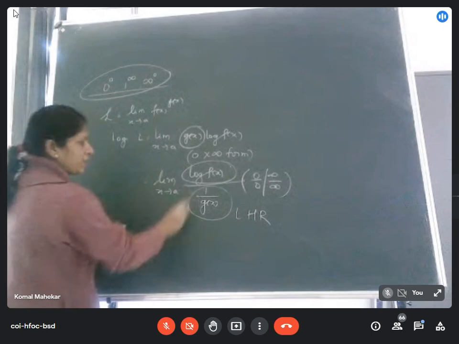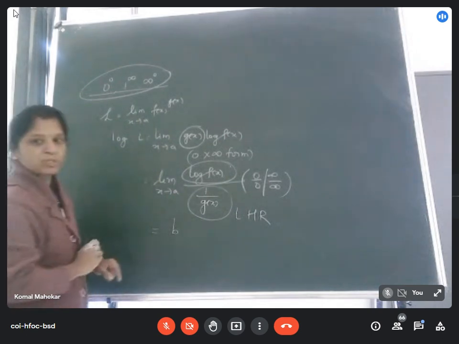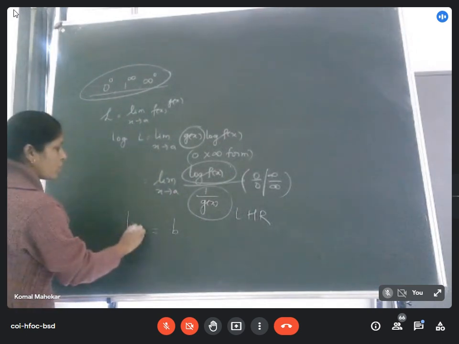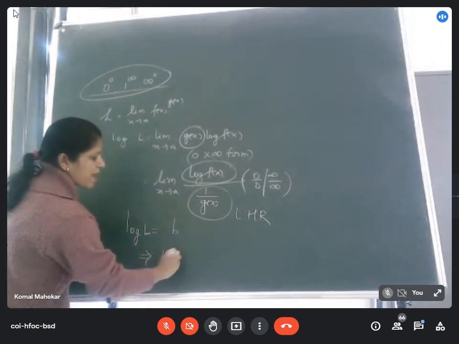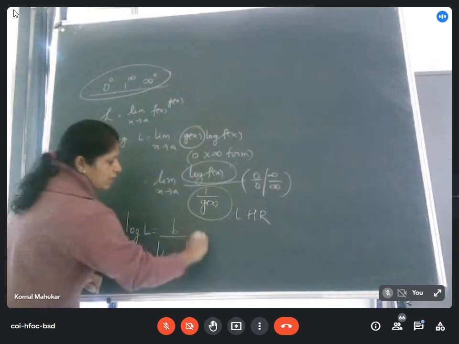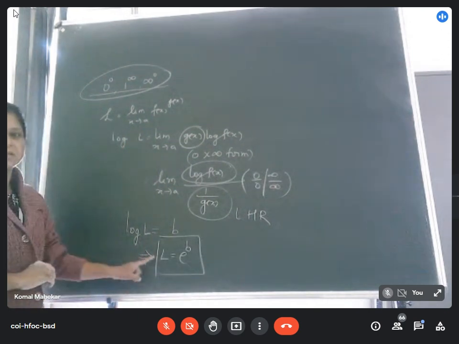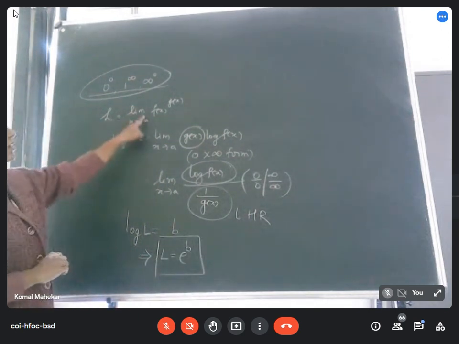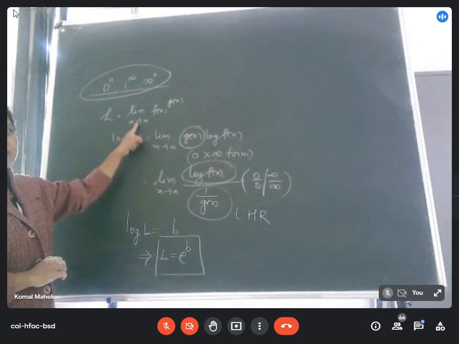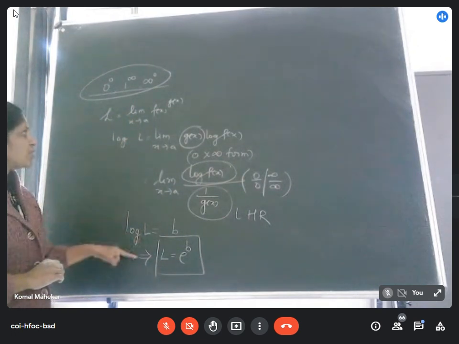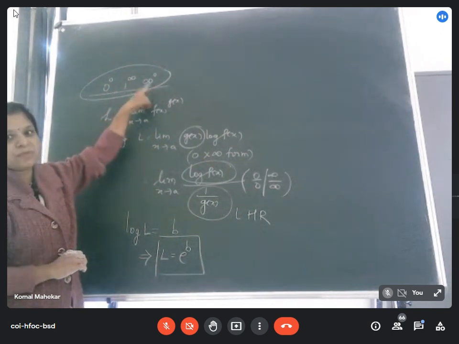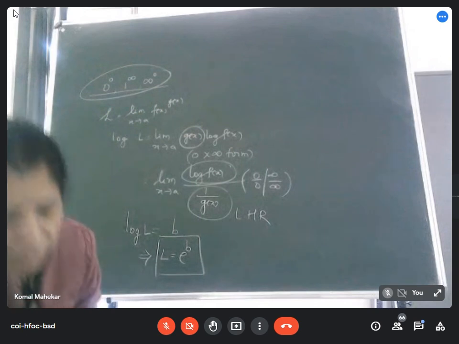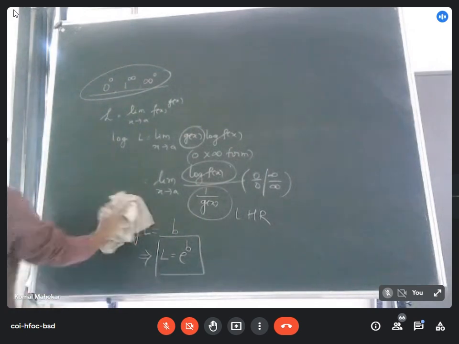After applying the limit, if this limit is, suppose, b, then we get log of L is equal to b, and from this we get the value of L as e raised to b. Okay, e raised to b will be the answer. This will be the limit for the given example. We use the same procedure for the two remaining forms, 1 raised to infinity as well as infinity raised to 0. So we consider examples on this now.